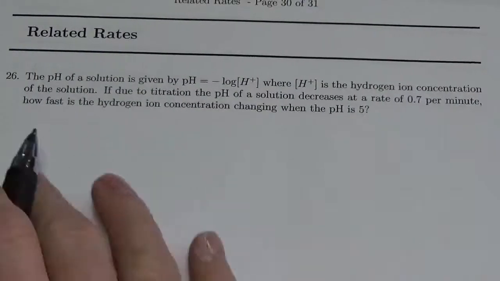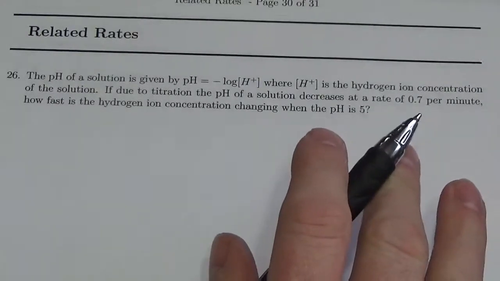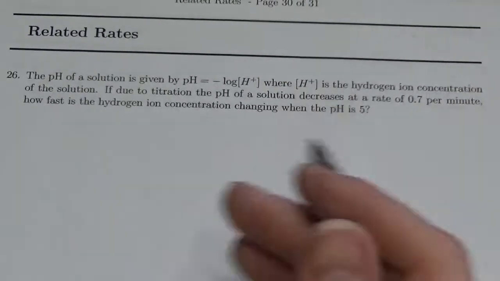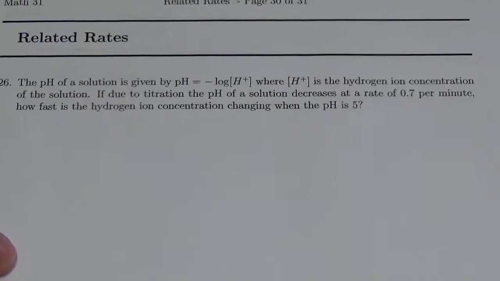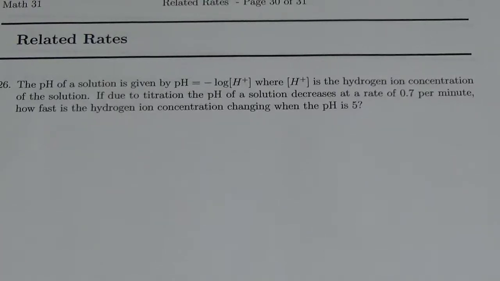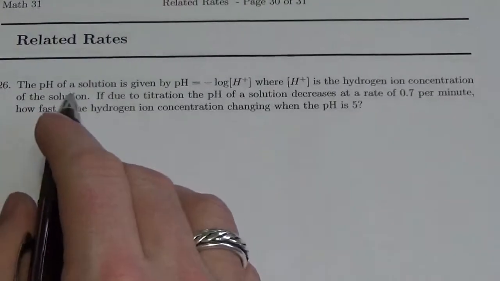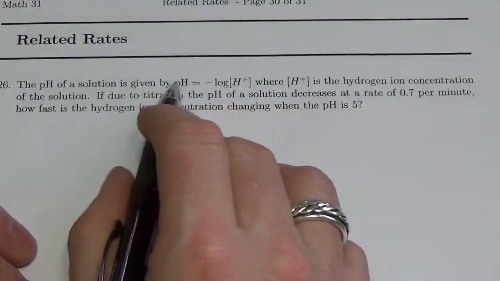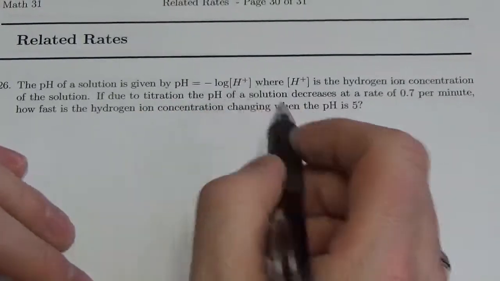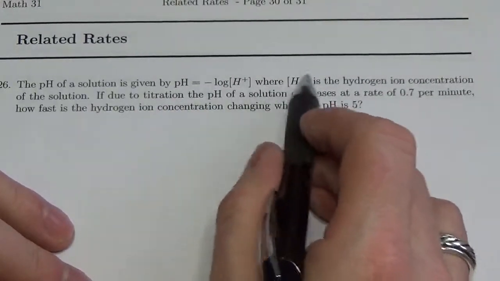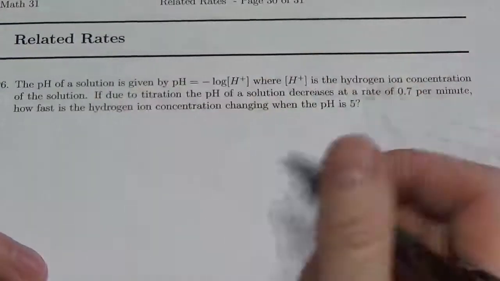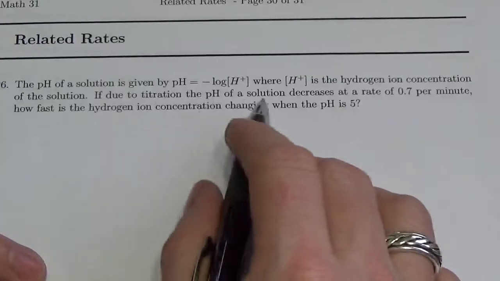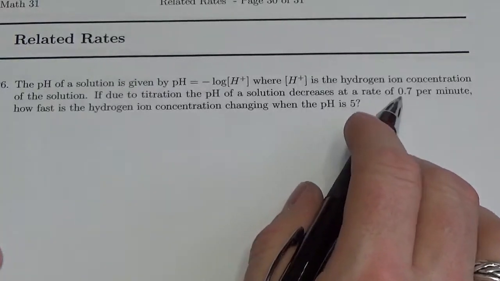Okay, now this question is really here just to tip of the hat to the other math course that we teach at the school where I teach here. This is a question that's commonly asked in the grade 12 year. So the pH of a solution is given by pH is equal to the negative log of H plus, where that symbol right there is the hydrogen ion concentration of the solution. Now, if due to a titration, the pH of a solution decreases at a rate of 0.7 per minute.